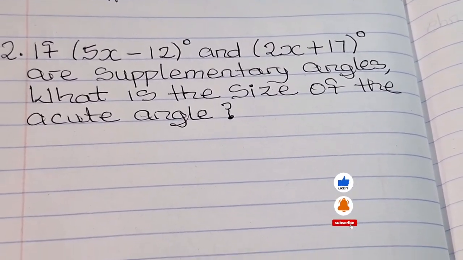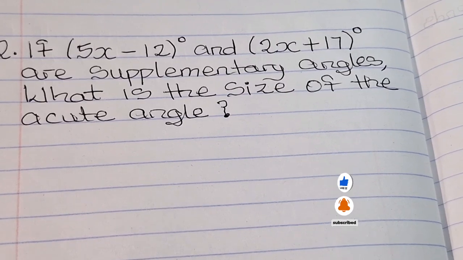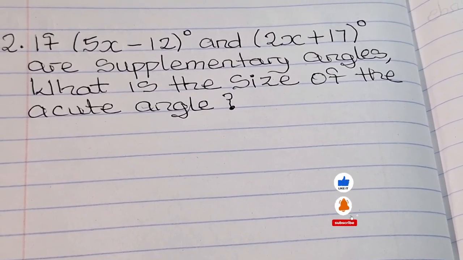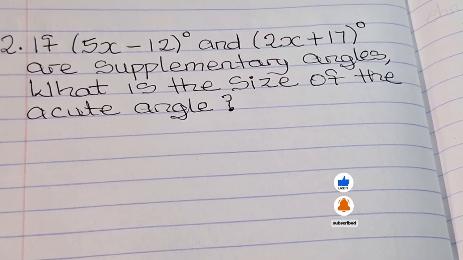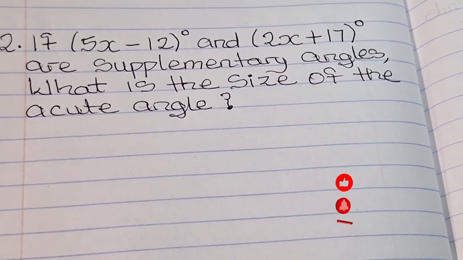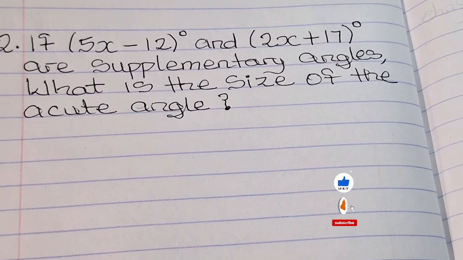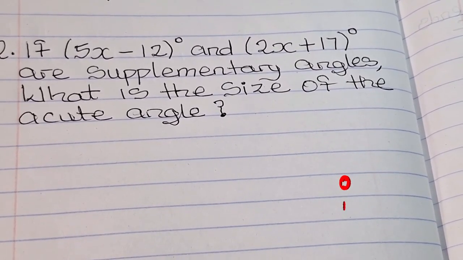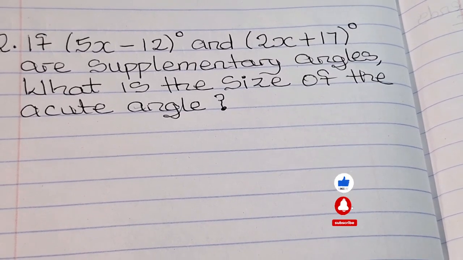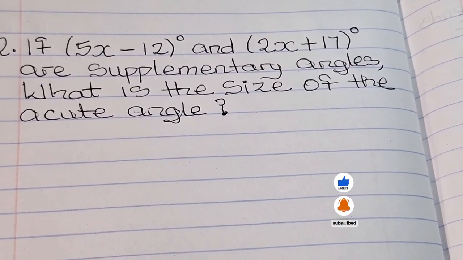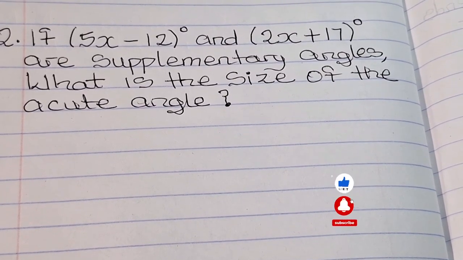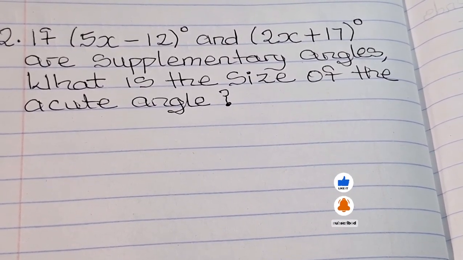All right, so now here's our second question. It says, if 5x minus 12 degrees and 2x plus 17 degrees are supplementary angles, what is the size of the acute angle? All right, so remember that when 2 angles are supplementary, they add up to 180 degrees.